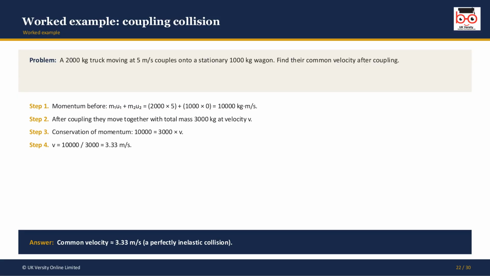Here's a classic. A 2,000 kilogram truck rolling at 5 meters per second couples onto a stationary 1,000 kilogram wagon, and we want their shared speed afterwards. The momentum before is the truck's 2,000 times 5 plus the wagon's, which is 0, so 10,000 kilogram meters per second in total. After coupling, they move together with a combined mass of 3,000 kilograms. Setting momentum before equal to momentum after, 10,000 equals 3,000 times v, so v is 10,000 over 3,000, about 3.33 meters per second. That's a perfectly inelastic collision. They carry on as one.